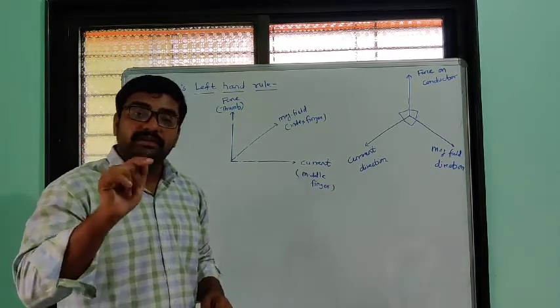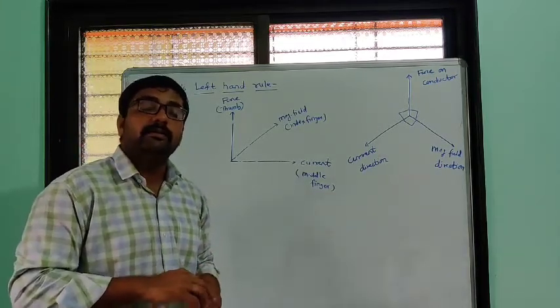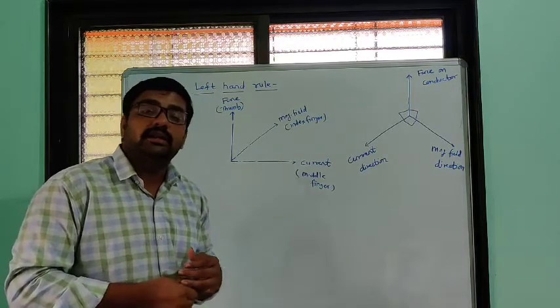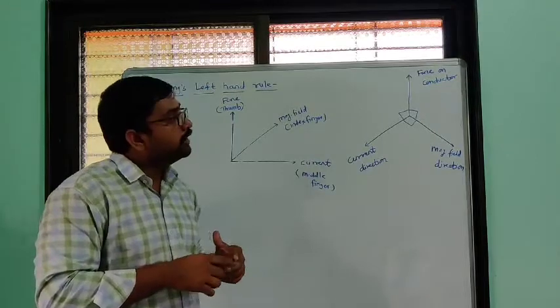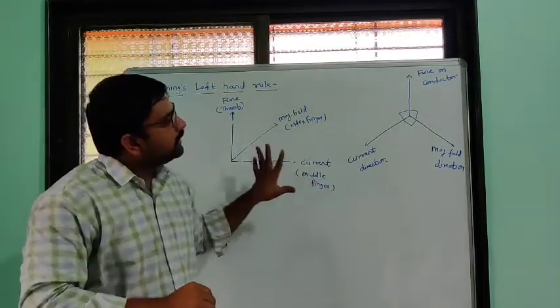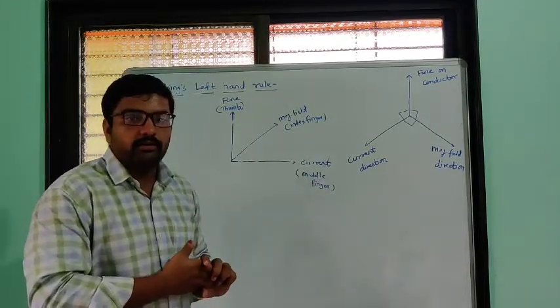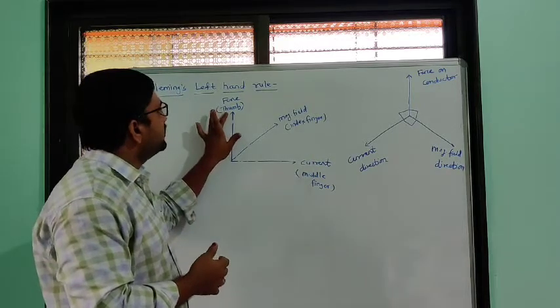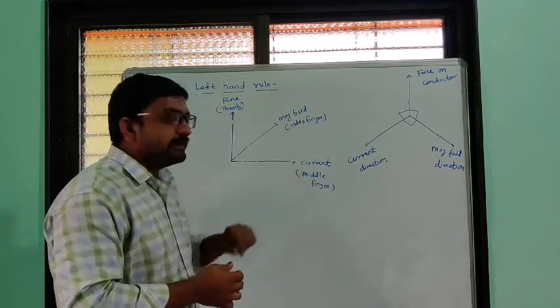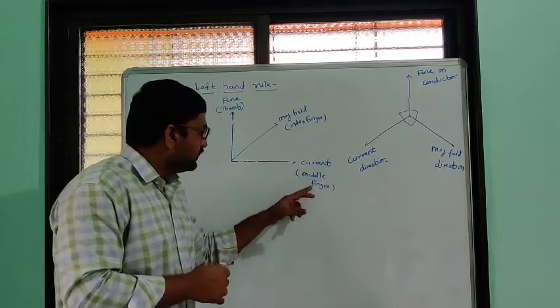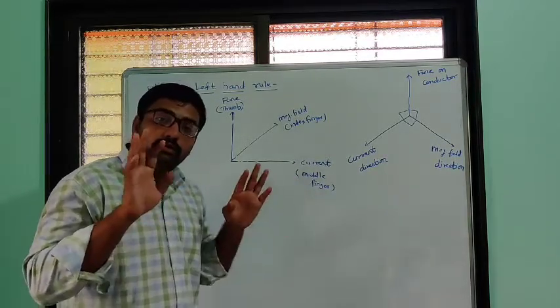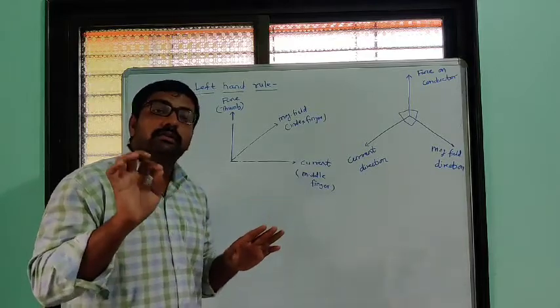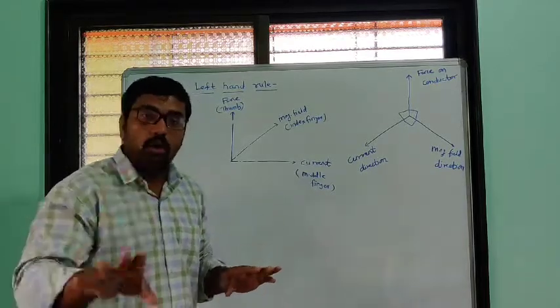You have to remember the statement of Fleming's left hand rule, which may be asked in an examination, and the diagram also we have to remember. We have to show that all three things are mutually perpendicular to each other. So force is in the direction of the thumb, magnetic field in the direction of the index finger and current in the direction of the middle finger. Those things you have to remember, and you also have to remember the statement of this law.